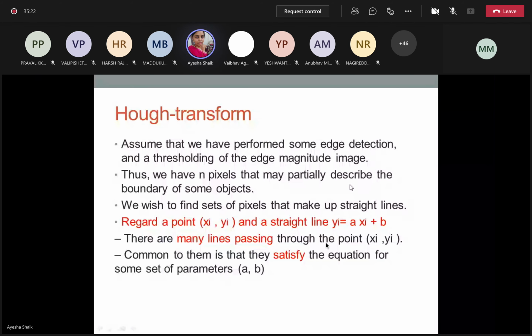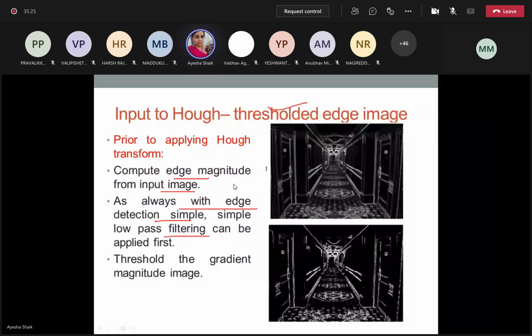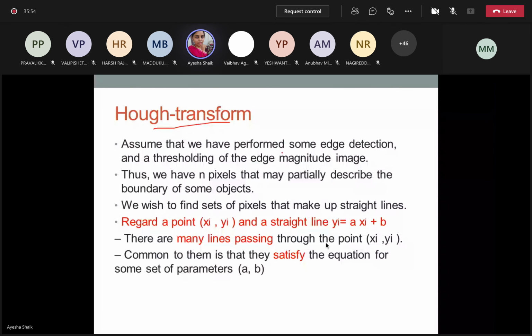What we have to do is perform this thresholding by calculating the gradient. After calculating the gradient, we can get the magnitude, right? And within that particular magnitude we can have the edges. After that, we will perform the thresholding also for that gradient magnitude image. For the Hough transform, we need to perform edge detection and thresholding of that magnitude image.